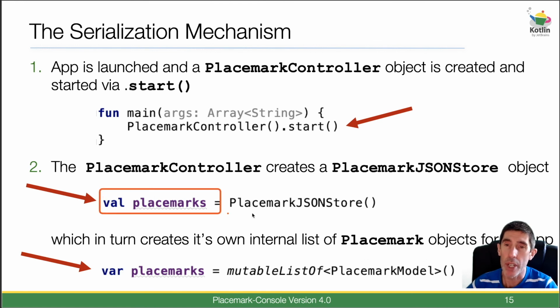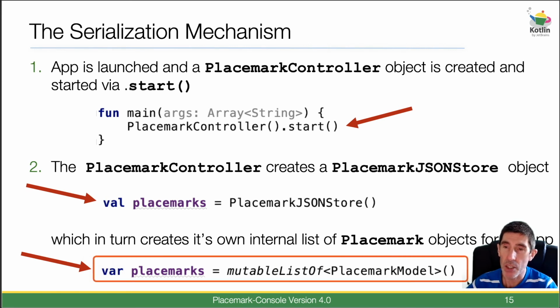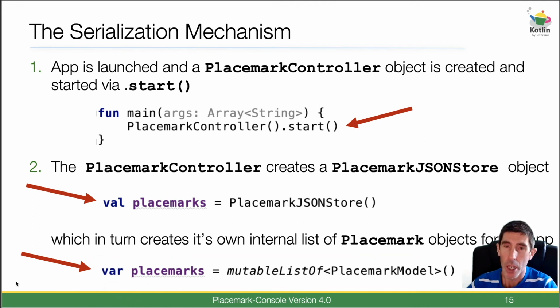So that's created inside our placemark controller, which in turn creates our placemark JSON store, which creates its own internal list of placemark objects for the app. That's our mutable list, and that's what we write to, and that's what we read from ultimately. So that's the first couple of steps.